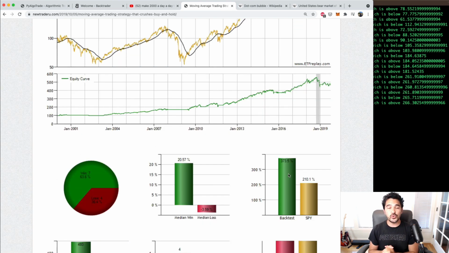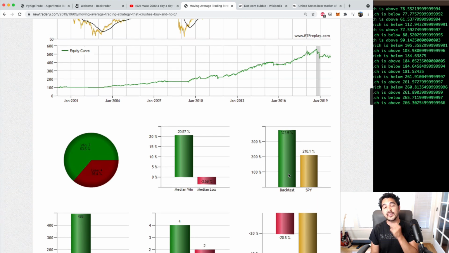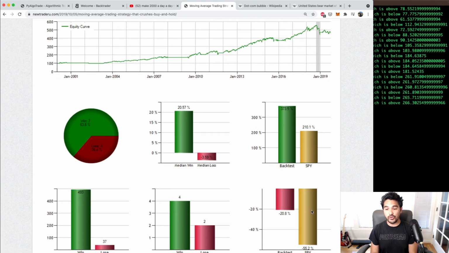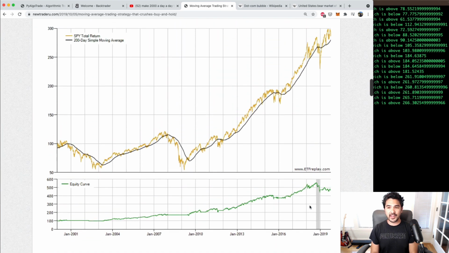So in addition to outperforming the S&P 500, another great thing about this strategy is that you didn't have to have a huge drawdown. A lot of people will say you should just buy and hold the S&P 500 for 20 years and you'll do great. And it turns out that is true. However, have you actually ever held the S&P 500 for 20 years straight? Some people can do it. I personally have not been able to do it.